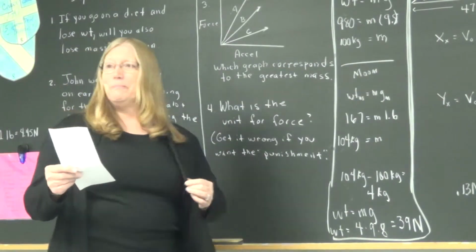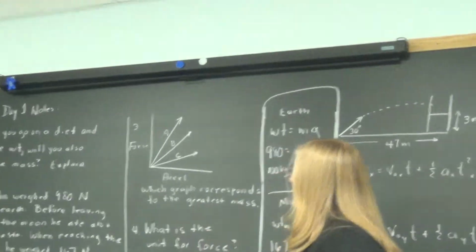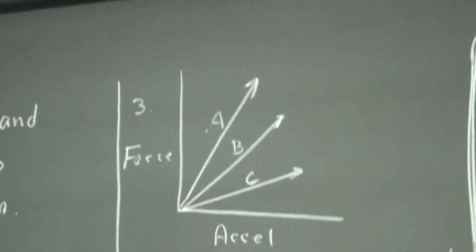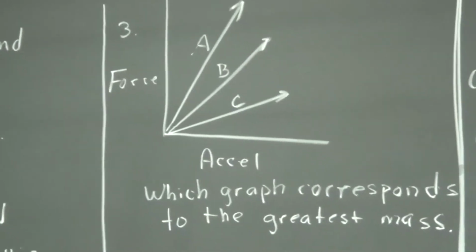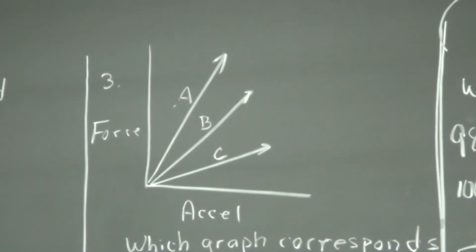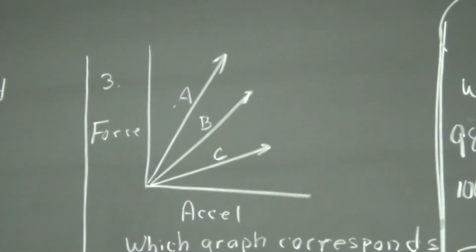All right, good. On number 3, we have the force on the vertical axis, acceleration on the horizontal, and I gave you 3 vectors. Which graph corresponds to the greatest mass? Anybody have a thought on that one? What do you think? I think it's A.